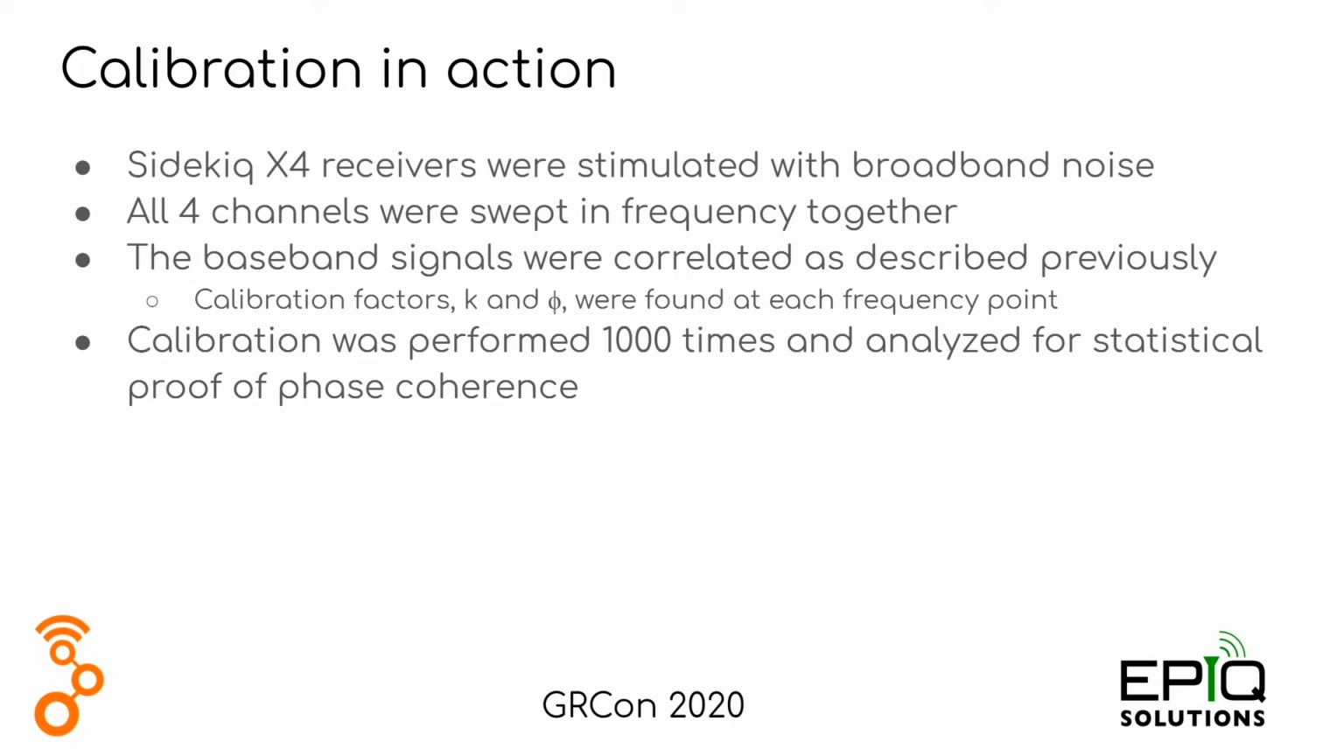To get an idea of phase coherence, phase coherence is all about repeatability, right? This phase is always supposed to come back to the same spot or very close to it. And the standard deviation of those phase differences is going to give you an idea of how accurate your coherency is. So we have to do this many, many times. The process we used is we swept the Sidekiq X4 across its frequency range in intervals, and we performed this process of correlation and determining the K and the phi at every frequency, and we did this like 1,000 times. I'll show you some of the data we got here.